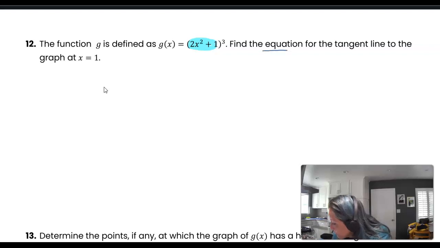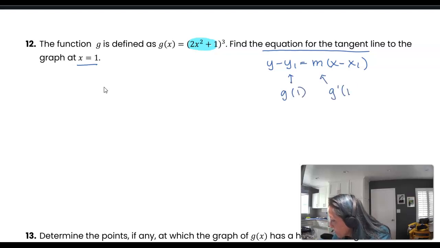So if I want to find the equation for the tangent line, I know I need y minus y1 is equal to m(x minus x1). We've been given our x1. We know y1 is just going to be whatever g of 1 is, and we know m is going to be g prime of 1. So let's go find our derivative of our g of x.